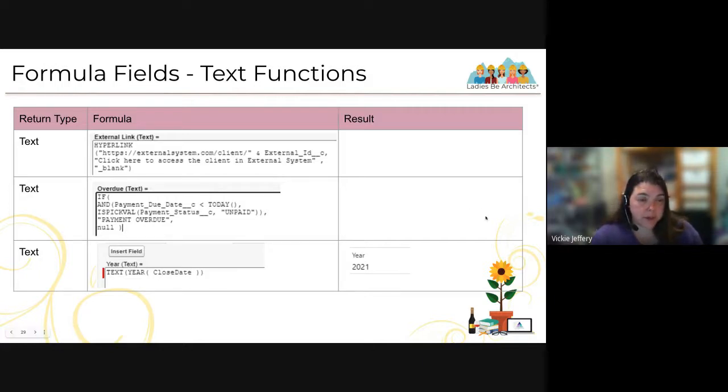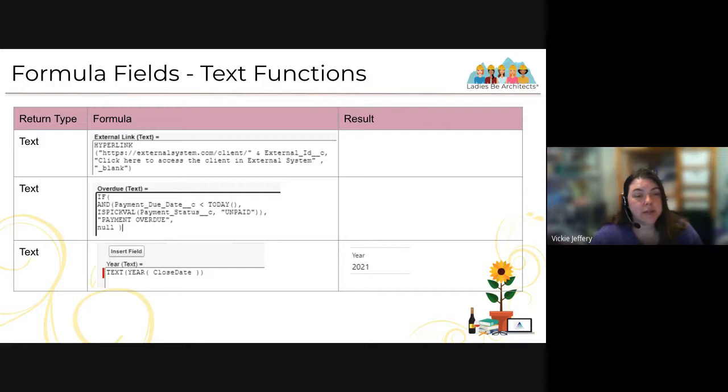Okay, and the next one, I'm putting in a text value. I've not put results in here because there's no need, but I'm saying if the payment due date is less than today and the payment status is unpaid, then I want to put payment overdue in the field. Otherwise, I don't want to do anything.